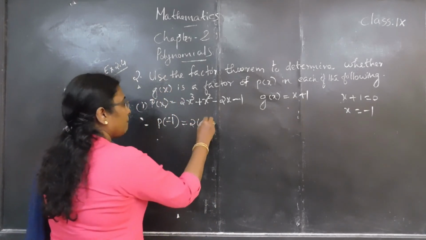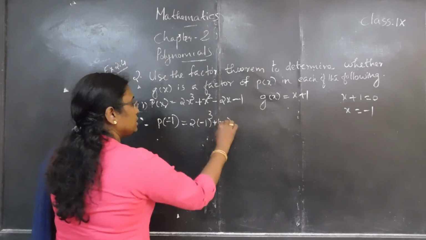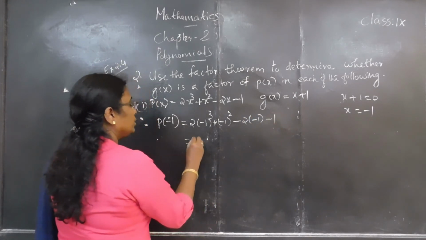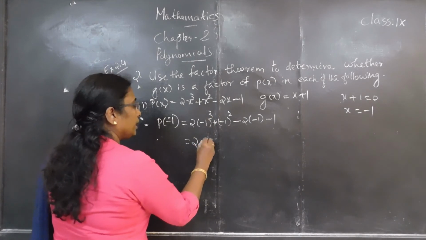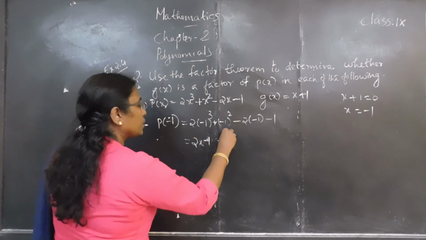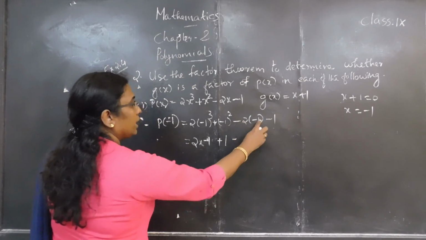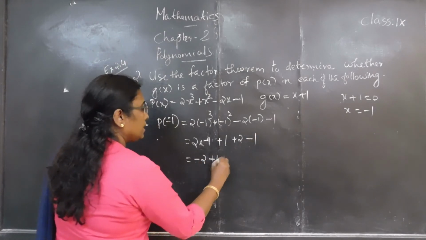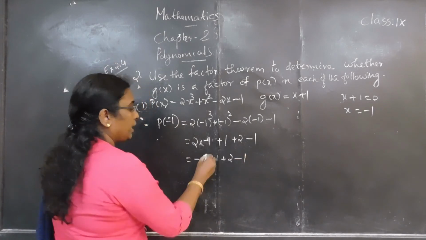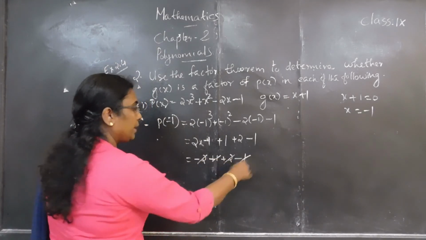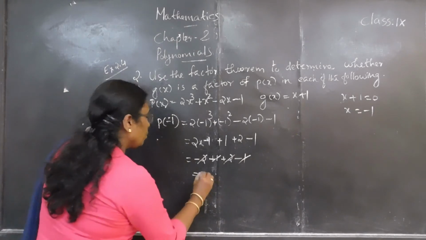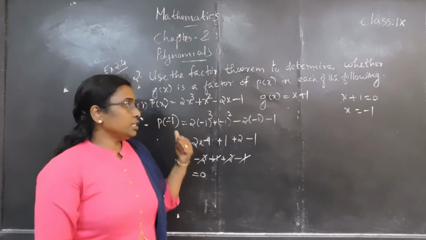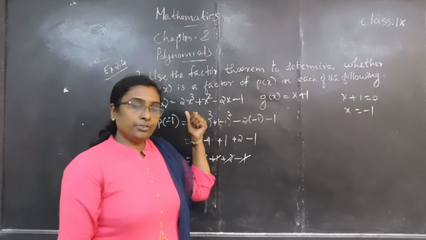p of minus 1 is 2 into (minus 1) the whole cube plus (minus 1) the whole square minus 2 into (minus 1) minus 1, which equals 2 into minus 1 plus 1 plus 2 minus 1, which is minus 2 plus 1 plus 2 minus 1. Minus 2 and plus 2 cancel, plus 1 and minus 1 cancel, giving 0. We get the remainder as 0. Therefore, x plus 1 is a factor of this polynomial, or g(x) is a factor of p(x).